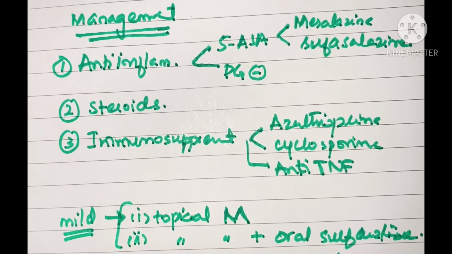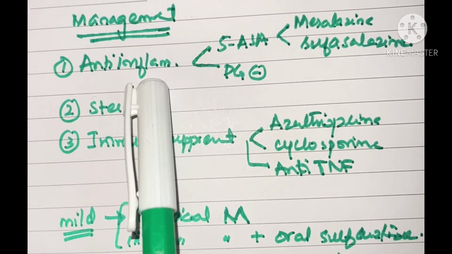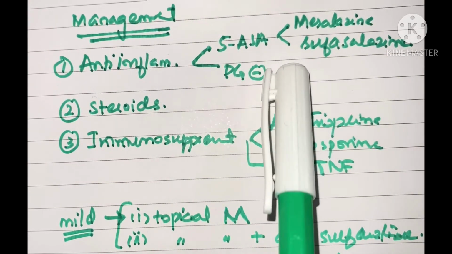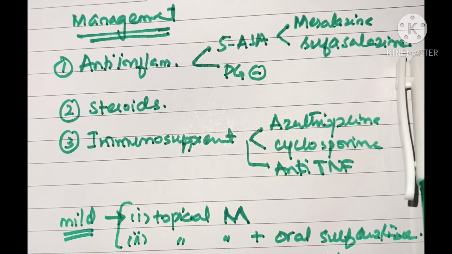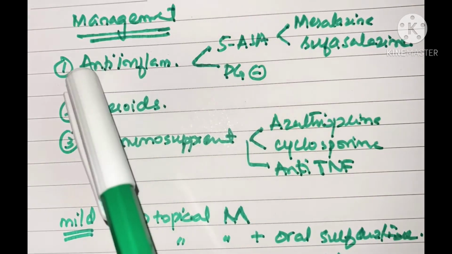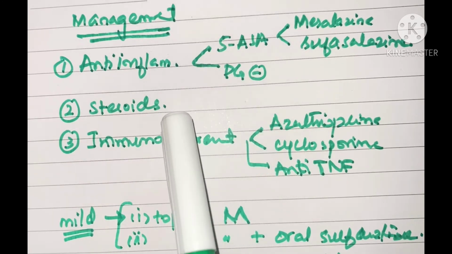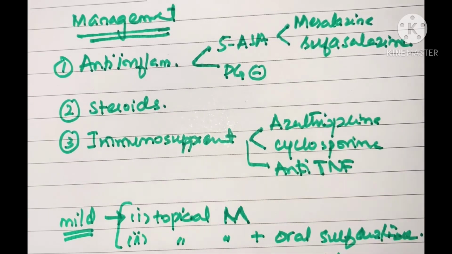Now, the management of ulcerative colitis. We've already discussed that since ulcerative colitis is an inflammatory disease, we'll go for anti-inflammatory agents, of course. What are the anti-inflammatory agents? We have two options, 5-aminosalicylates, that are mesalazine or sulfasalazine, or the prostaglandin inhibitors. A step forward, if the patient doesn't respond to these, we'll go for steroids, which we know are anti-inflammatory agents. And further, if the patient is not responding to both of them, then we have the option of immunosuppressants. Now, why immunosuppressants?